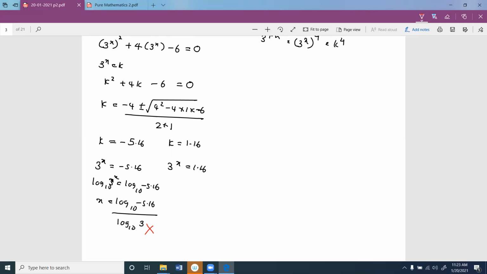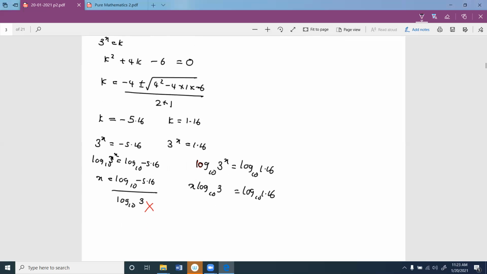From here, let's work it out. Log 10 of 3 to the power x is equal to log 10 of 1.16. Therefore, x times log 10 of 3, you can take this power out, is equal to log 10 of 1.16. With that, x is equal to log 10 of 1.16 divided by log 10 of 3. Then with that, you can get this answer.